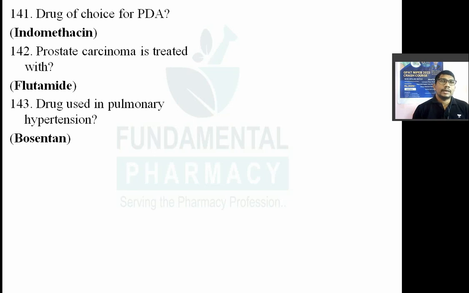Bosentan is the interleukin receptor antagonist. There are two interleukin receptors, A and B. Particularly, bosentan is an antagonist to interleukin receptor A. So it is used in pulmonary hypertension.